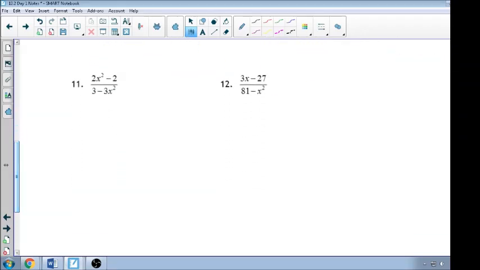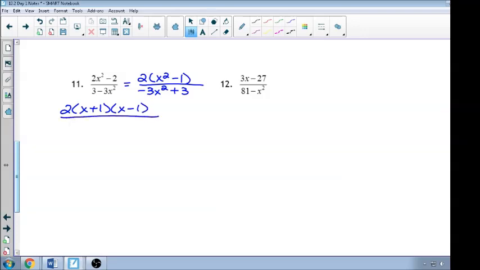Sometimes we can have a GCF and a difference of two squares, and that's what we have just fallen into here. Okay, let's go ahead and look at our numerator. I have 2x squared minus 2, which means I have a GCF of 2, leaving me with x squared minus 1 over. I want to rearrange my denominator, so negative 3x squared plus 3. That's good so far. What can I do with the x squared minus 1? Well, I can factor that. That is the difference of two squares. So I can make this 2 times x plus 1, x minus 1.